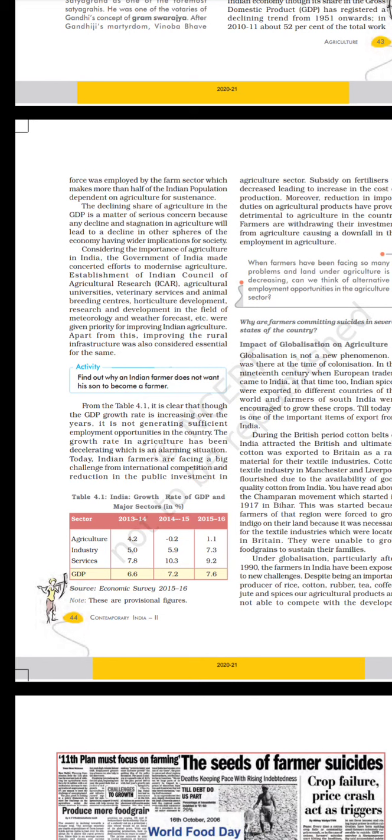When farmers have been facing so many problems and land under agriculture is decreasing, can we think of alternative employment opportunities in the agriculture sector? Subsidy on fertilizers is decreased, leading to increase in the cost of production. Moreover, reduction in import duties on agriculture products have proved detrimental to agriculture in the country. Farmers are withdrawing their investment from agriculture, causing a downfall in the employment in agriculture.